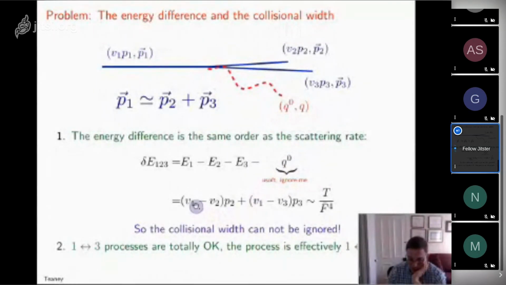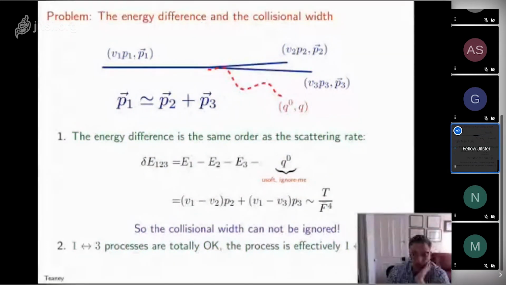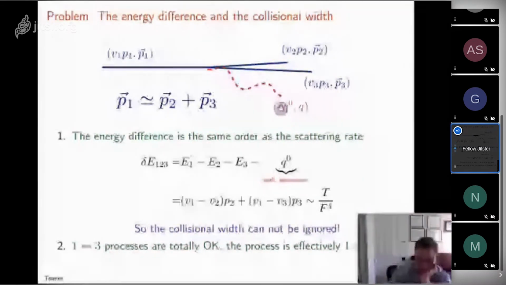And now if I look at the energy difference between these states, the pions are essentially outgoing collinear, and you see that this energy difference is comparable to the spacing between collisions. And so the collisional width of these lines can't be ignored in the scattering process. In addition to 2 to 2 scattering processes in the pion gas, things like 1 to 3 are also perfectly okay. So that's essentially one of the problems that arose here: the collision duration is comparable to the width, and then you have to include 1 to 3 processes.